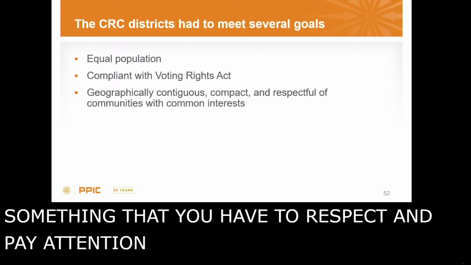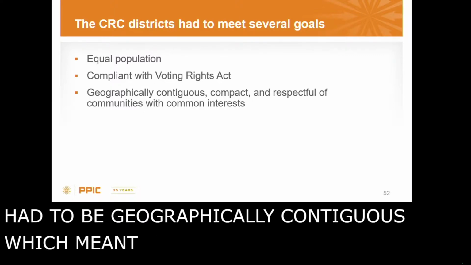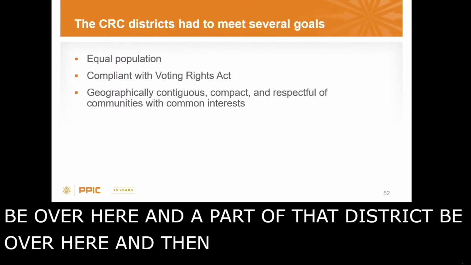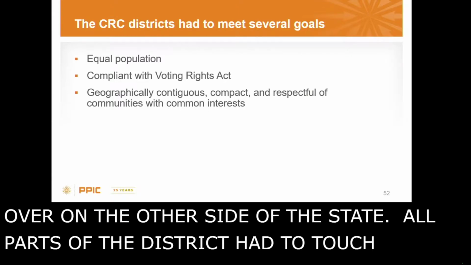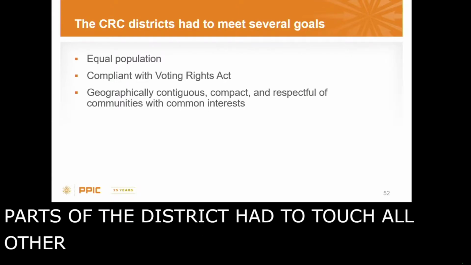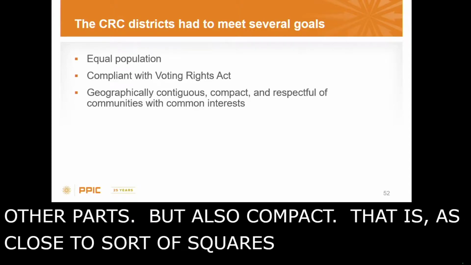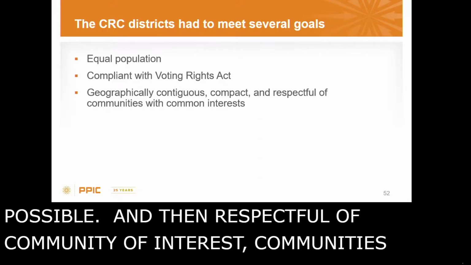The districts they drew had to be geographically contiguous, which meant that you couldn't have District 1 be over here, and a part of that district be here, and then another part be way over on the other side of the state. All parts of the district had to touch all other parts. But also compact, that is as close to squares and circles as possible.